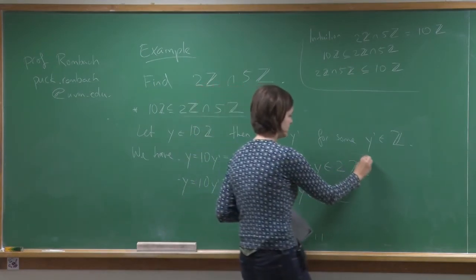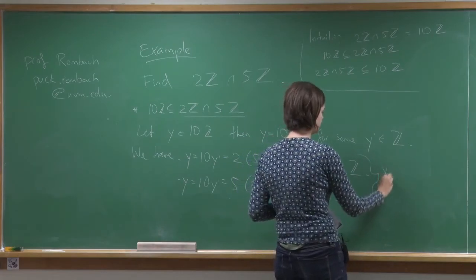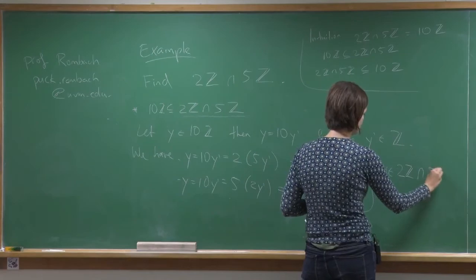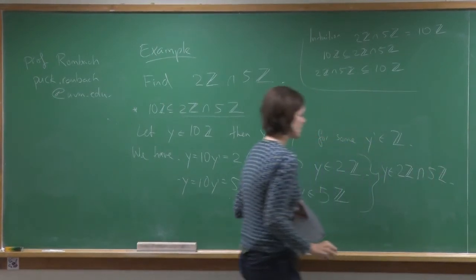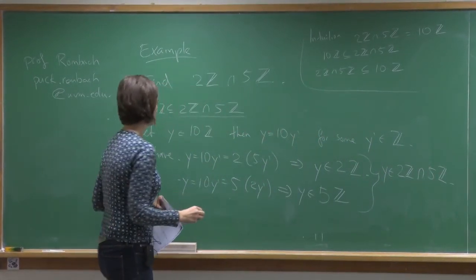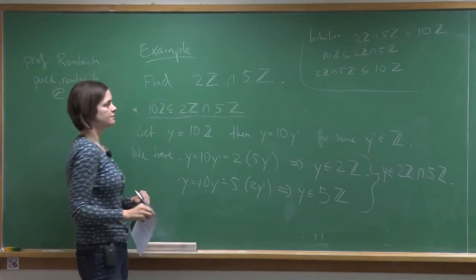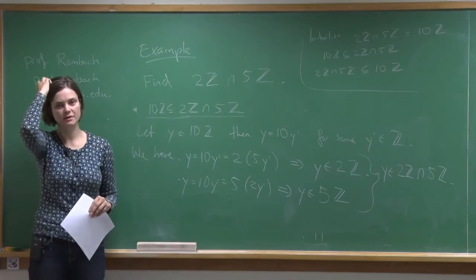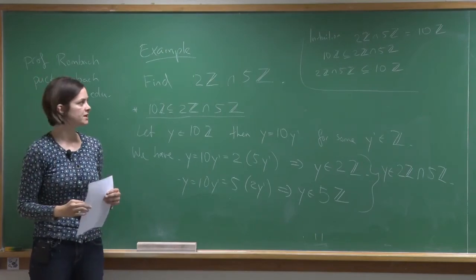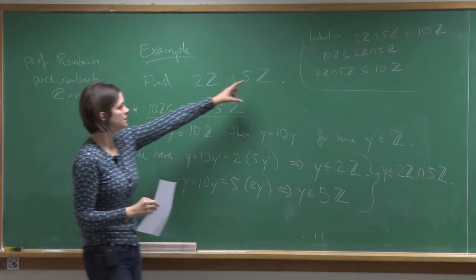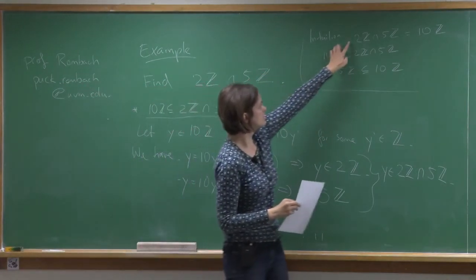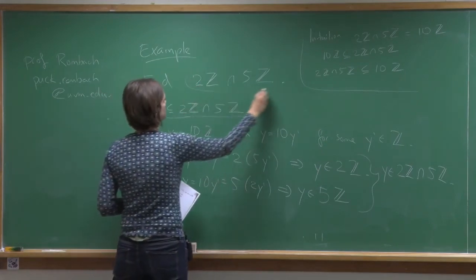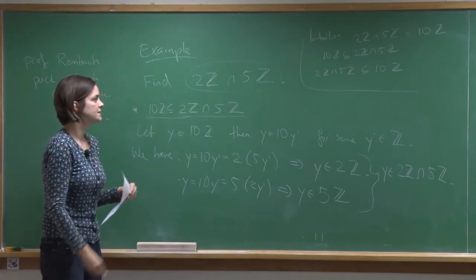So that together means that y is in the intersection of the multiples of 2 and the multiples of 5. And then we're done. Right? This proves that the multiples of 10 is a subset of the intersection of the multiples of 5 and 2. So we have proven the subset relation both ways, so then the sets are equal. So now we know exactly what this set is.